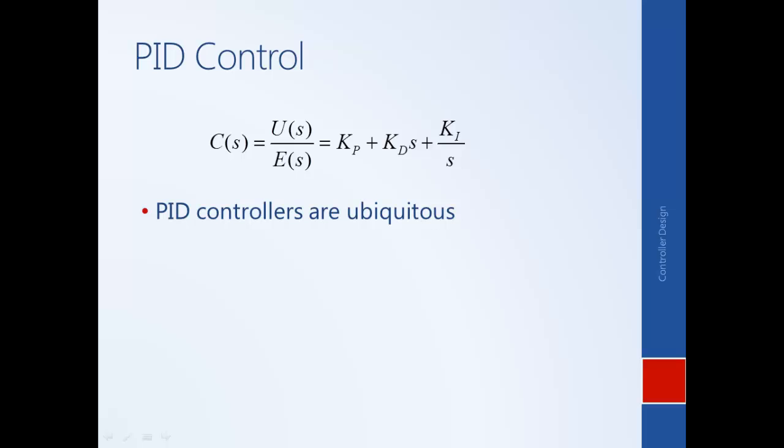This type of controller is very widely used in industry. I've heard people throw out numbers like 90% of all controllers used in industry are PID controllers. I don't know if that's quite correct, but they are very commonly used. And one reason that they're commonly used is they're very intuitive and easy to implement. Everybody understands what a derivative is, everybody understands what integration is, so they can understand the concept of the controller and they can implement it.